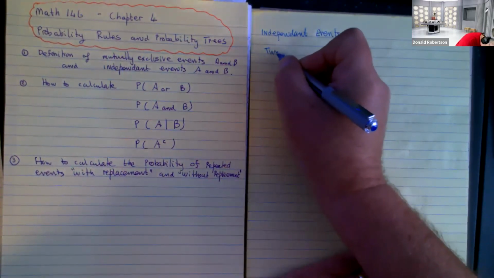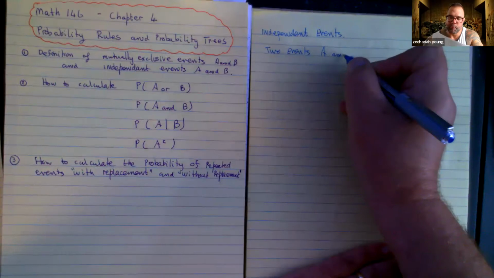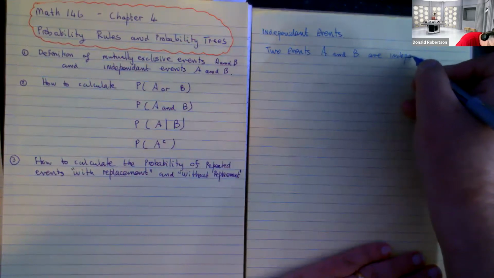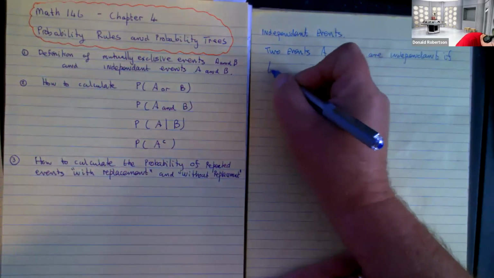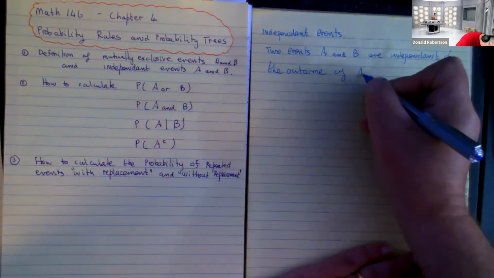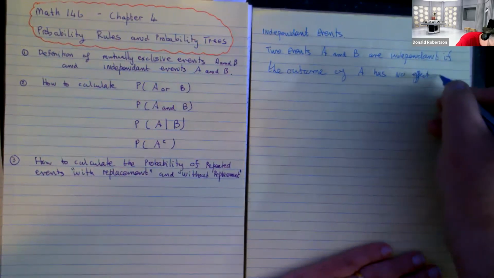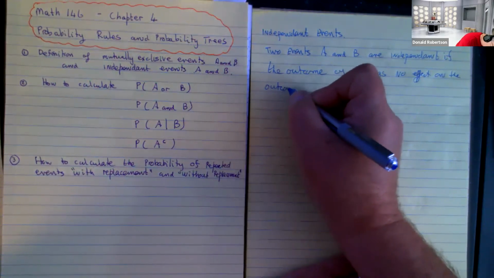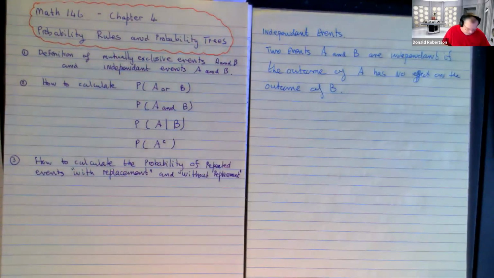So, 2 events. Say A and B are independent if the outcome of A has no effect on the outcome of the other one. When we're talking about the outcome, we're talking about the probability of it happening.